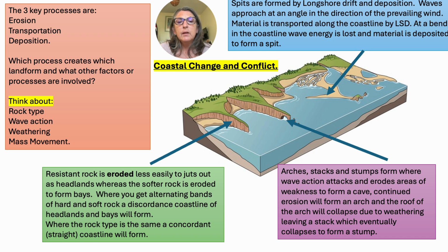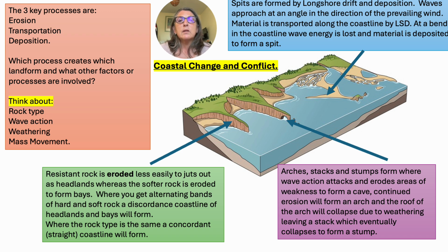Be ready to explain what processes have been involved in the formation of arches, stacks and stumps. This is due to wave action, destructive waves, which attack areas of weakness and eventually form an arch, which will eventually collapse to form a stack and then a stump. Be ready to think about what else is involved. It's normally in areas of chalk because you need the cracks and the joints in the areas of weakness. The sea has to start somewhere, and the roof of the arch will collapse due to weathering, and mass movement is the rockfall where the roof of the arch collapses.